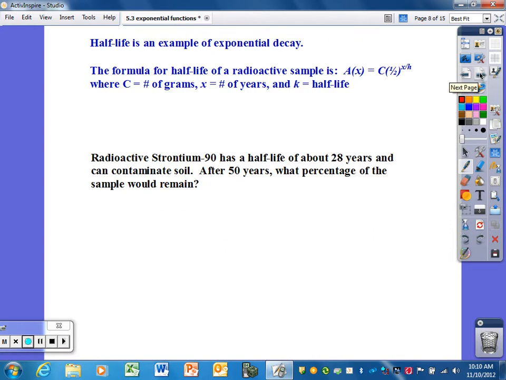The other equation you need to know about is half-life. Half-life happens when A of x equals c times 1/2 to the x divided by h, where c is the number of grams of the element you're decaying. Since it's a half-life, my b is 1/2, and I am raising it to the x, which is the number of years, divided by h, the number of half-lives I have.